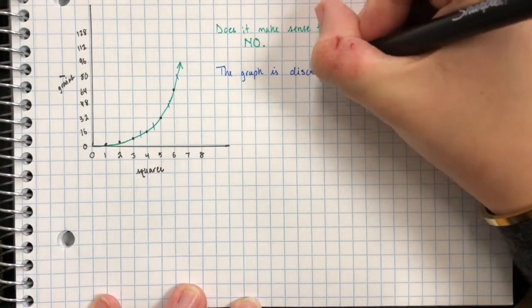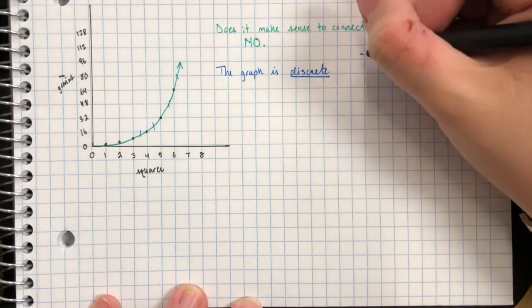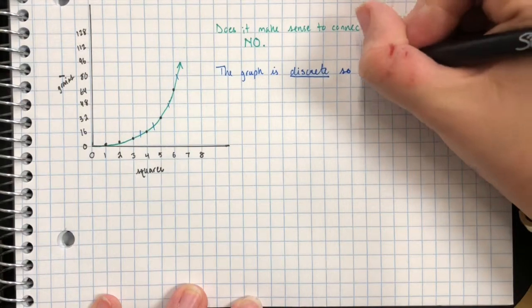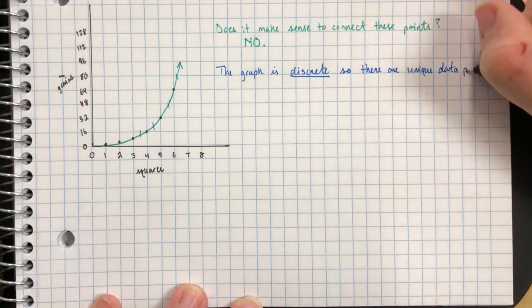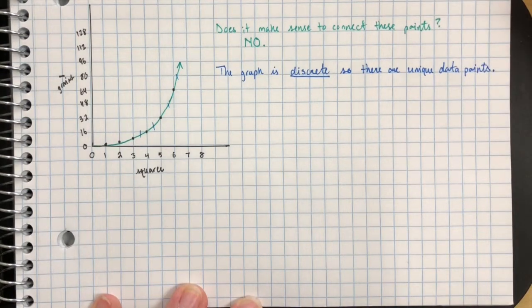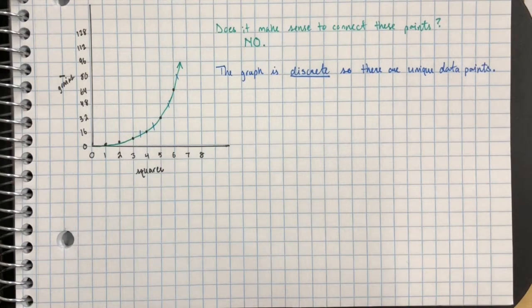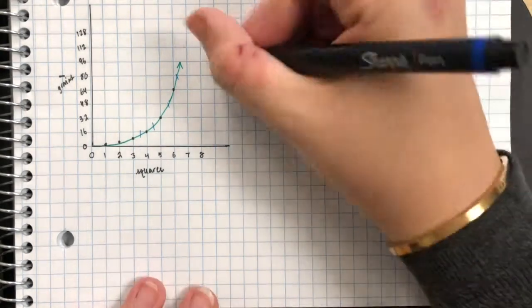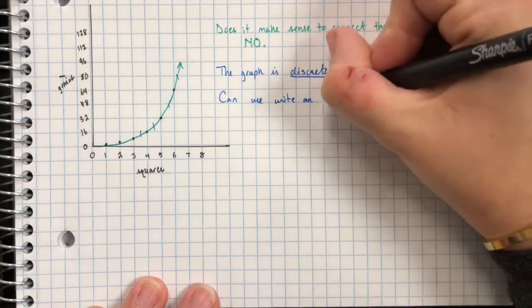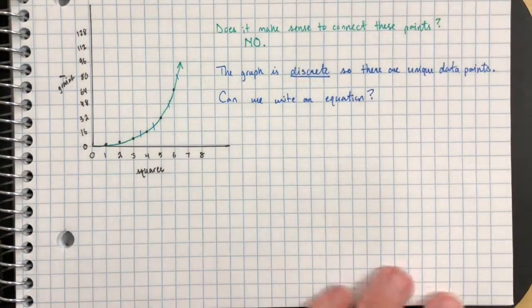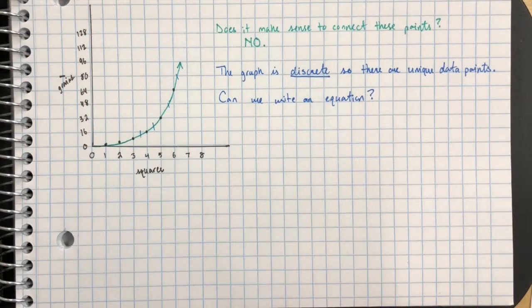And that's because the graph is a discrete graph. What that means is the number of squares that I have is a unique value, and it has to be a whole number value. I can't say that I have 2.5 squares on a chessboard. It's not really something I would measure. So because there are unique data points, we don't connect those data points. I can't tell you at any point along that line how many grains of rice I will have because the grains of rice changes based on the number of squares. The number of squares has to be a whole number.